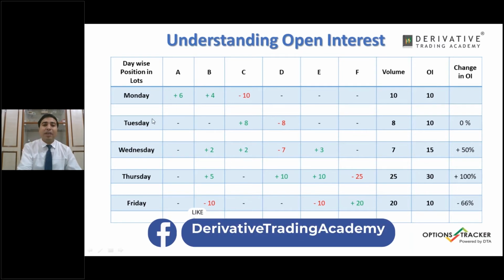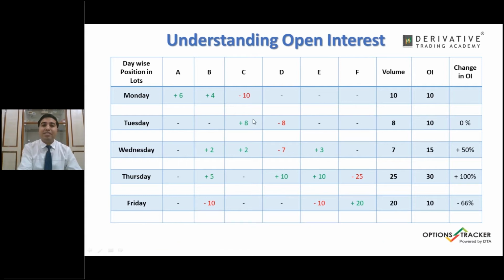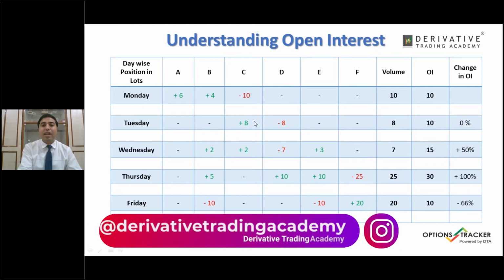Now look at the second date, that is Tuesday. Here A has not traded anything, B has not done anything, C has taken 8 long positions. The open interest is a running net total, so you need to understand what the previous position of trader C was. C was earlier at minus 10, but now he has taken 8 longs.